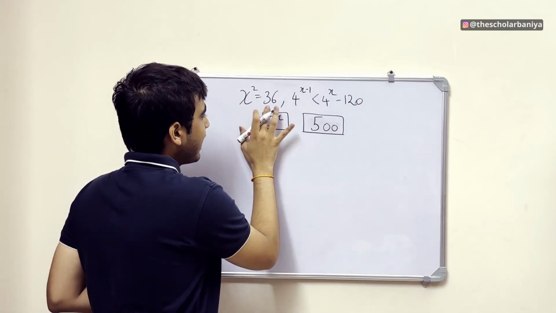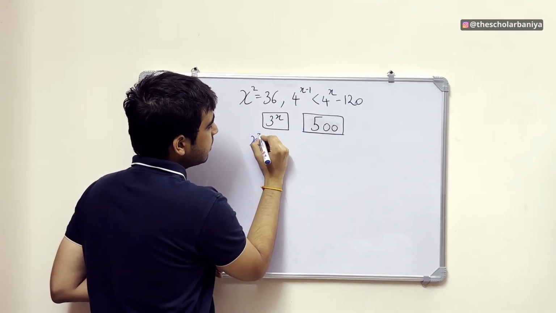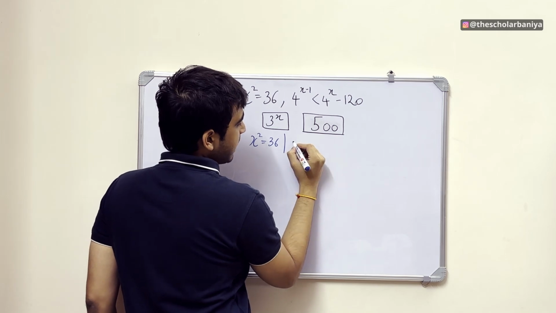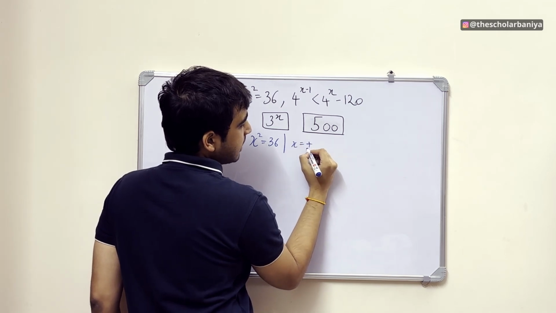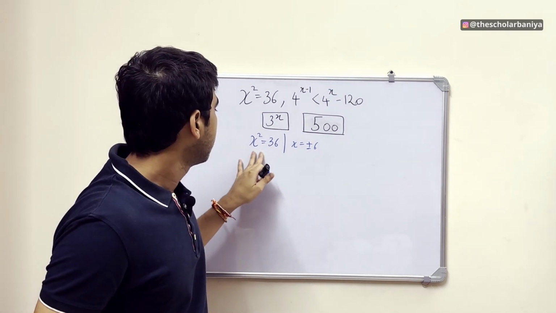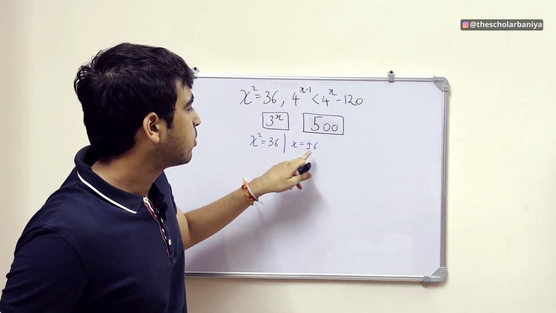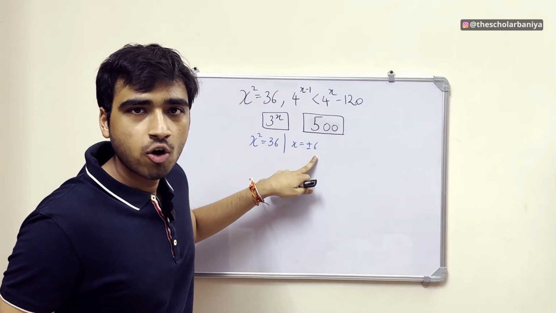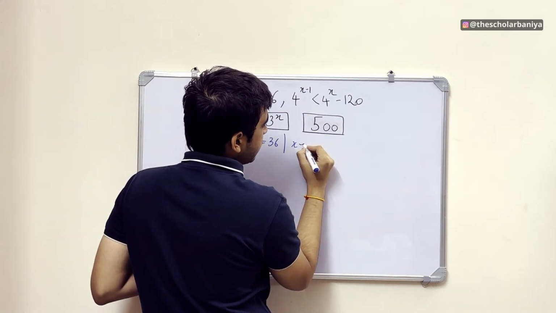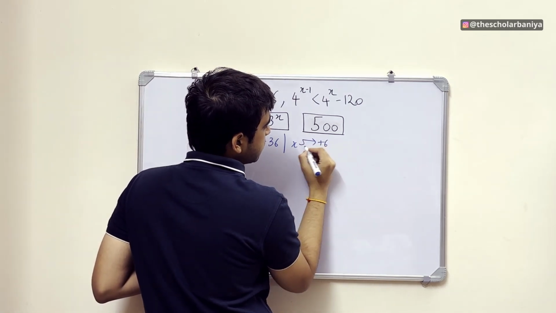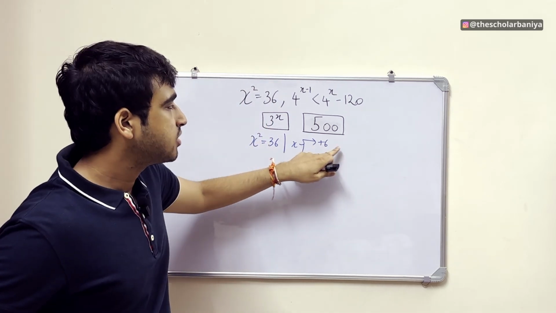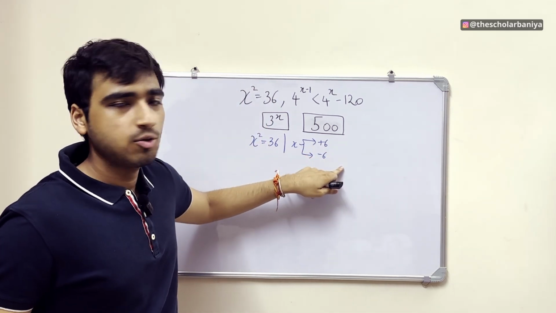Let's solve it. So x square is equal to 36, right? That means x can be equal to plus or minus 6, because I hope you know that if x square is equal to 36, then x can either be 6 or minus 6. Or I can write it this way: x can be equal to plus 6 or x can be equal to minus 6, right? Because plus 6 into 6 is 36 and minus 6 into minus 6 is 36.